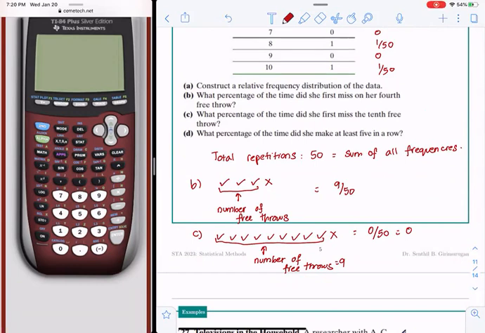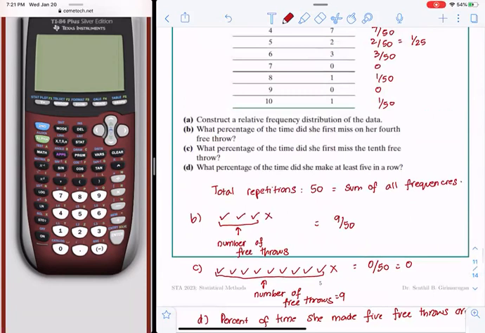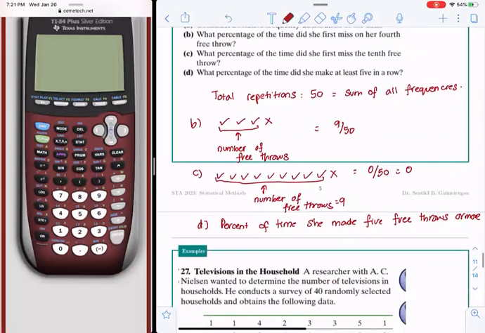What percent of the time did she make at least 5 in a row? In other words, she made 5 free throws or higher. Which would mean everything, including 5 and above. So that, and that. So we would get 7/50 if you add them all.